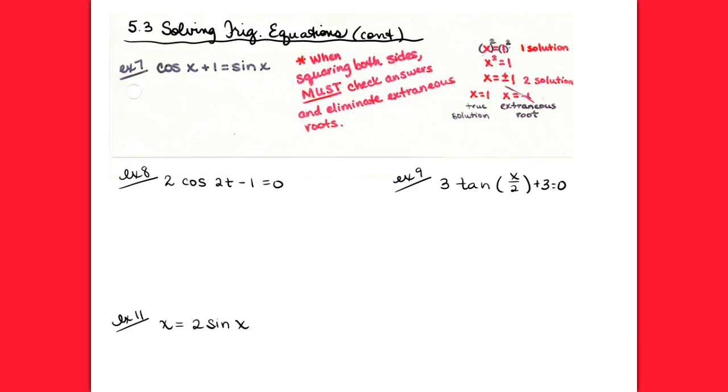Alright, second half of 5.3 was solving trig equations, and we're picking up with example 7. On example 7, when we first start, we might get a little stuck, because we look at this one, and if we tried to substitute it out, which we do sometimes, we would have x plus 1 is equal to y. I don't know what to do with that.